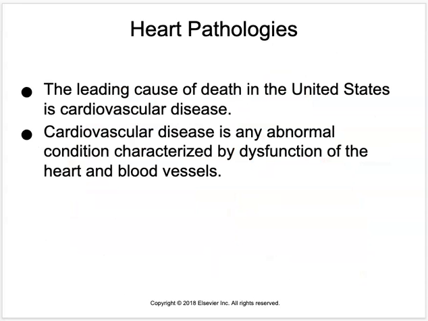All right, so looking at our heart pathologies. The leading cause of death in the United States is cardiovascular disease. Heart disease. Cardiovascular disease is any abnormal condition categorized by dysfunction of the heart and blood vessels. So anything you can do to improve your cardiovascular health will improve your quality of life and very possibly the length of your life. Things that we can do are stop smoking, start or continue to exercise if that's something you already practice, and eating a more well-balanced diet can all improve our heart health.